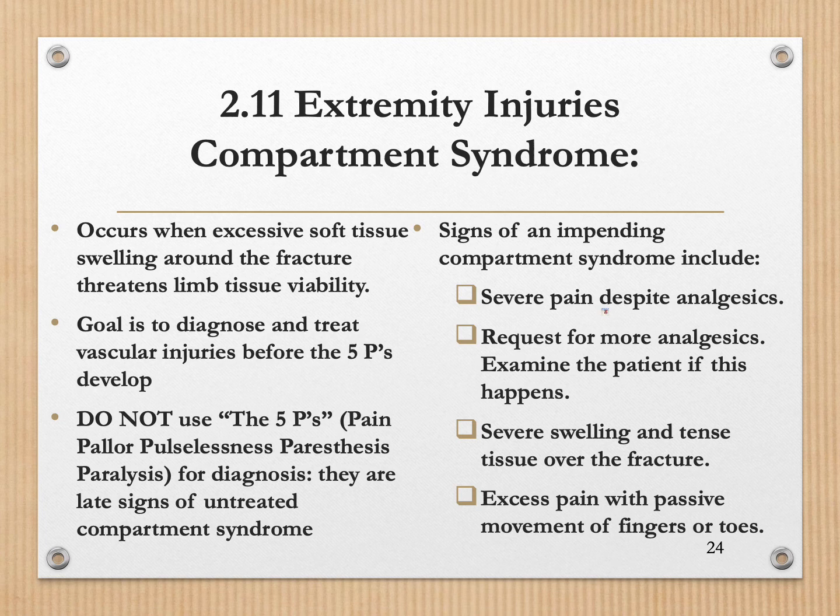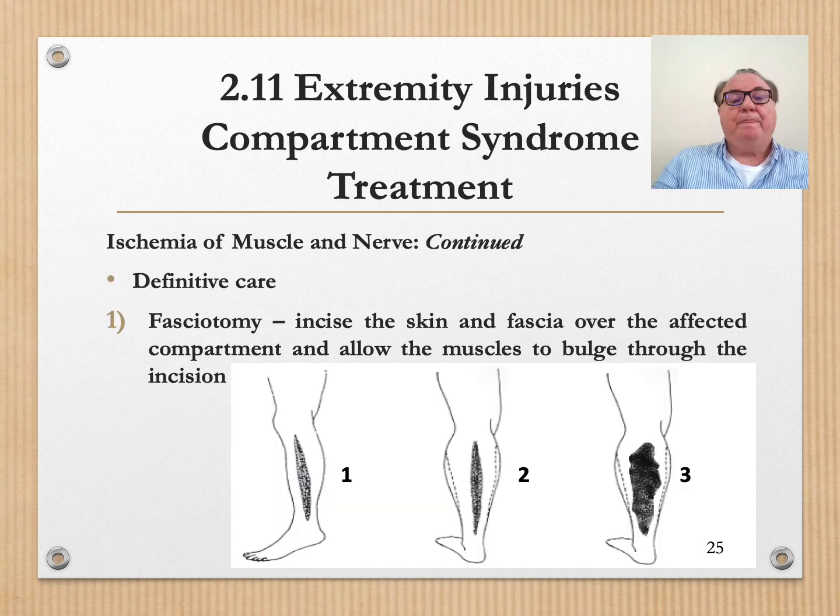Signs of impending compartment syndrome include severe pain despite analgesia, requests for more analgesics, severe swelling and tense tissue over the fracture, excessive pain with movement of fingers or toes. What is the care for compartment syndrome? Fasciotomy. Incise the skin and the fascia over the affected compartment and allow the muscles to bulge through the incision.